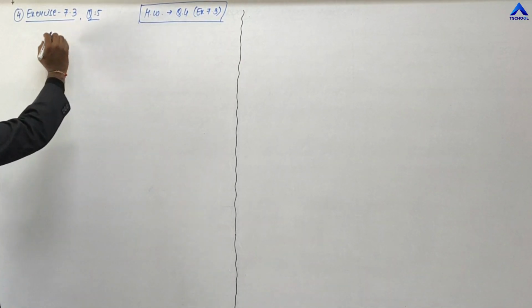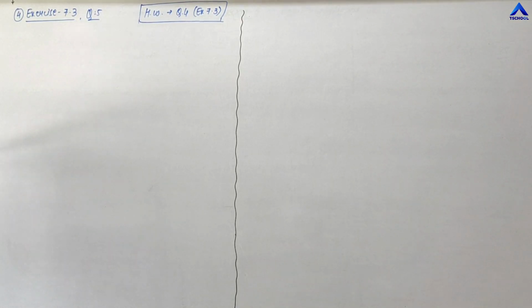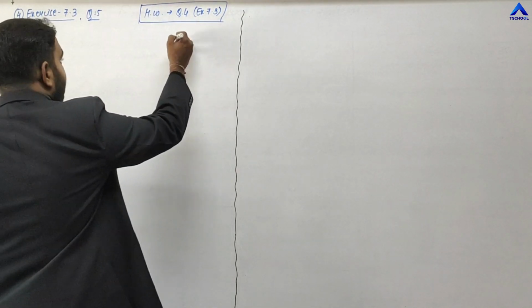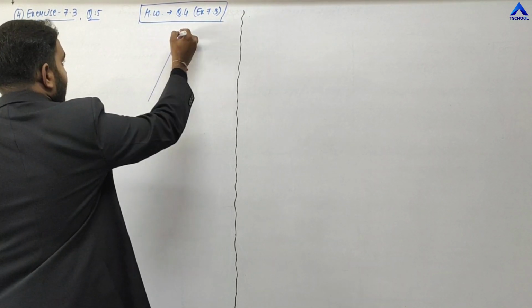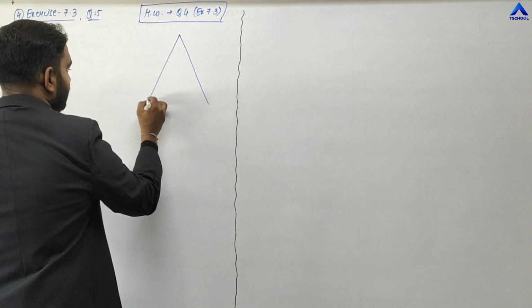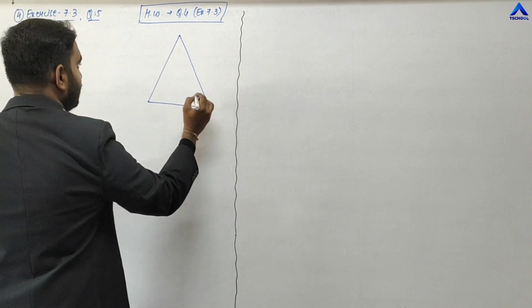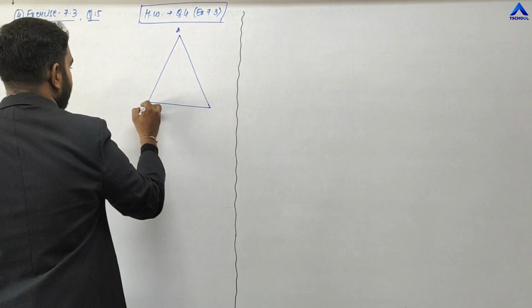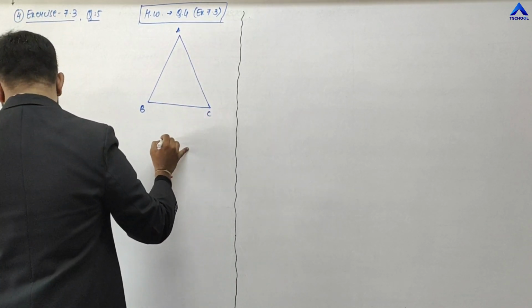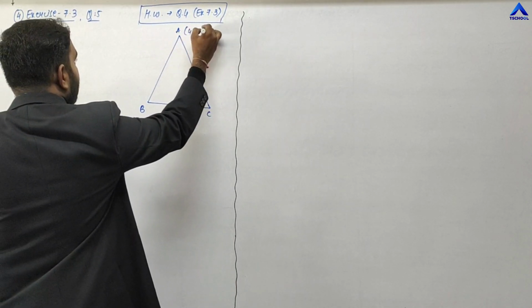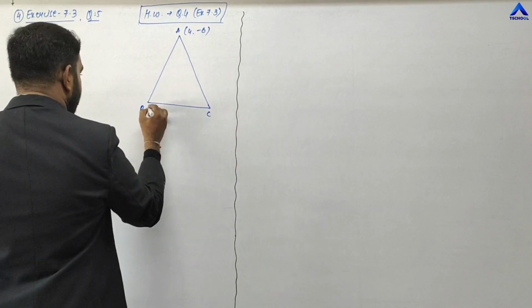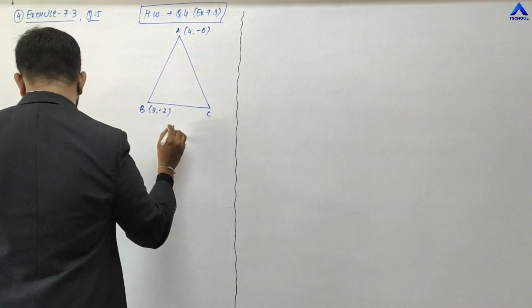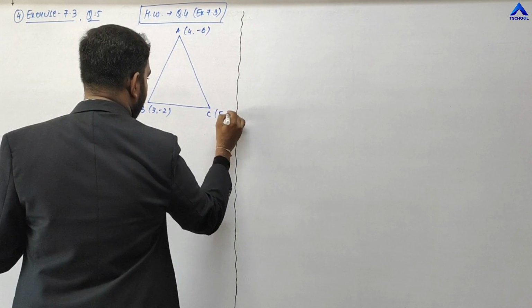Okay, so here we have that a median of a triangle divides it into two triangles of equal areas. Verify this result for triangle ABC whose vertices are given. So let me draw a triangle ABC first of all. That is my A, B, C. A is (4, minus 6), B is (3, minus 2), and C is (5, 2).